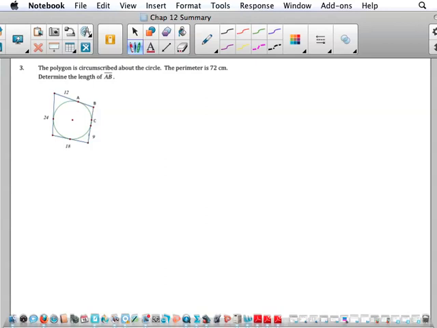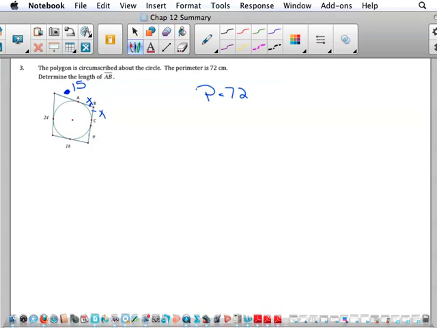Number 3, I have to make a little correction. This value is actually 15. It says the polygon is circumscribed about the circle. The perimeter is 72 centimeters. Determine the length of AB. So we'll call AB x. Remember that when two lines are tangent to a circle and they intersect at a point outside the circle, then those segments are congruent. So x, AB, is congruent to BC.